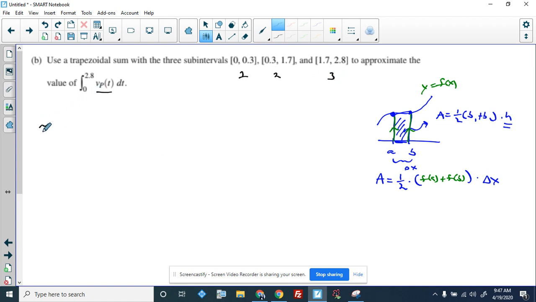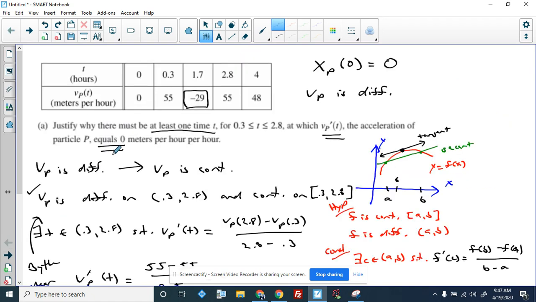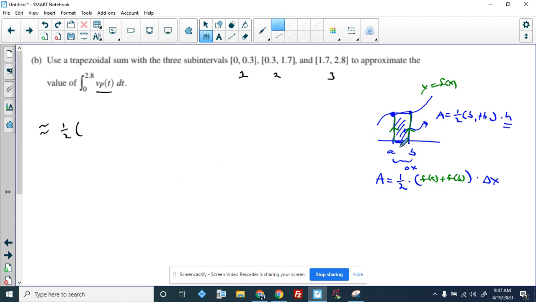So this integral is going to be approximately equal to, let's go get them, 1/2, right? What's the first functional value on this interval? Well, let me go back here. It's 0. And my second functional value is 55. So those are my two functional values on that first interval. That's my f of a and my f of b over here. So it's 0 plus 55. What's my delta x? That's the length of this interval. That's going to be 0.3. So that would be the area of the first trapezoid. Now, it'd be a weird trapezoid, right? Because one of the bases is 0. That would be like starting here. So it's going to look like a triangle, but who cares? All right. It still works.